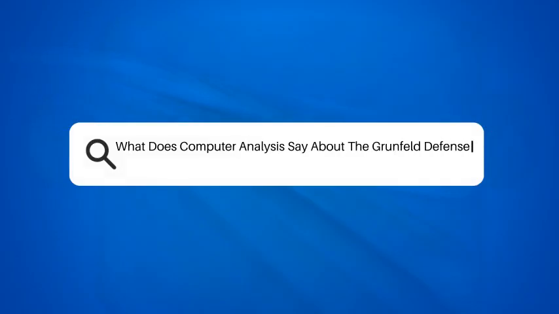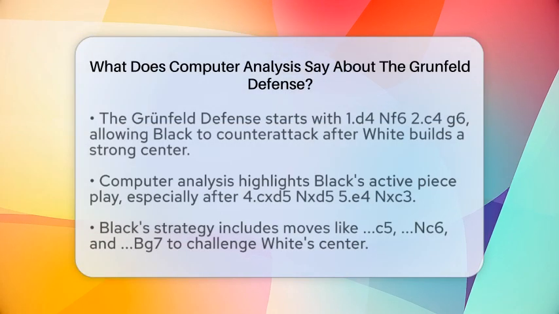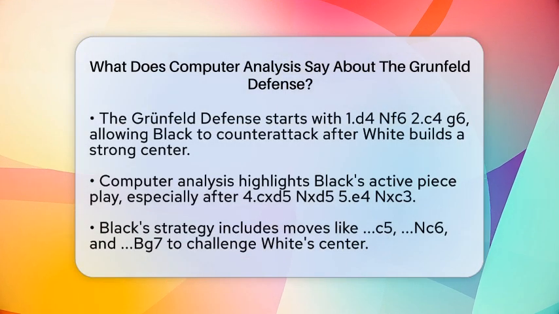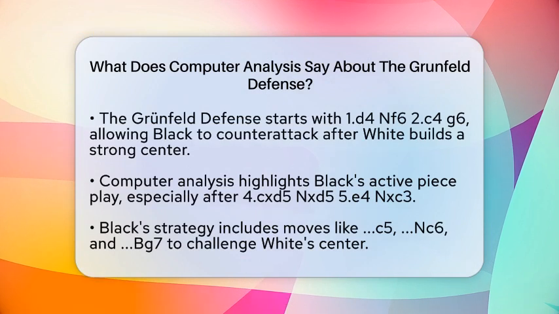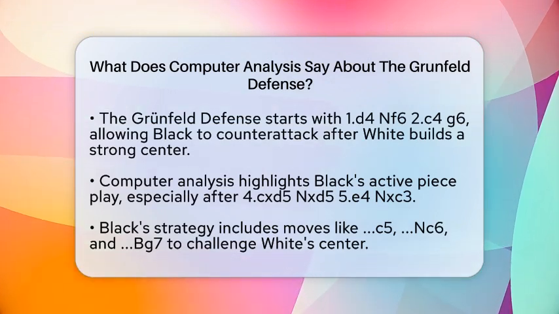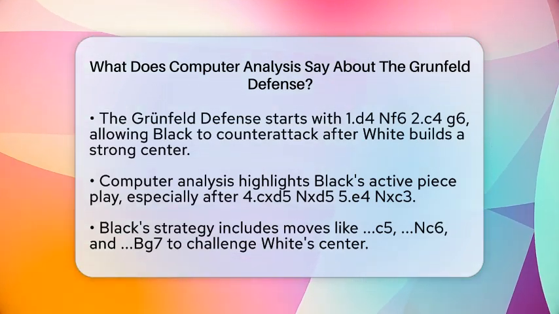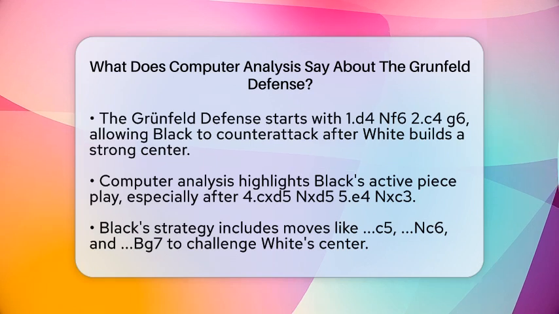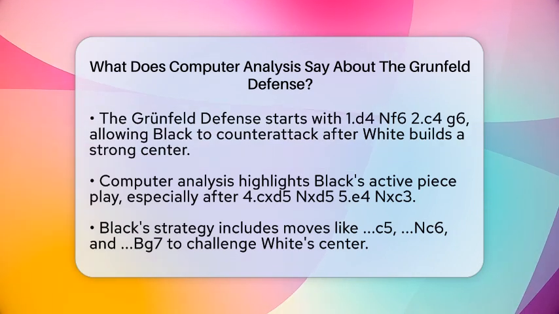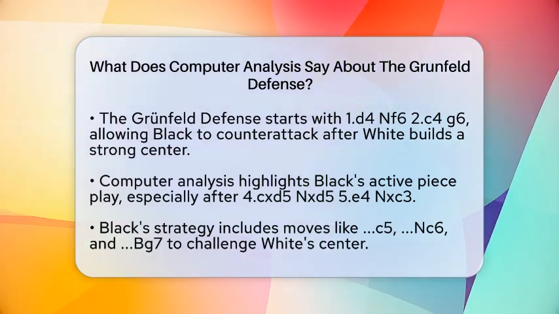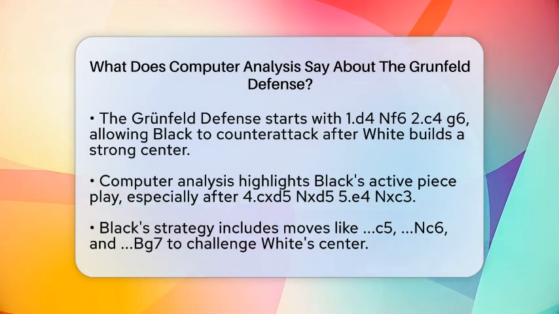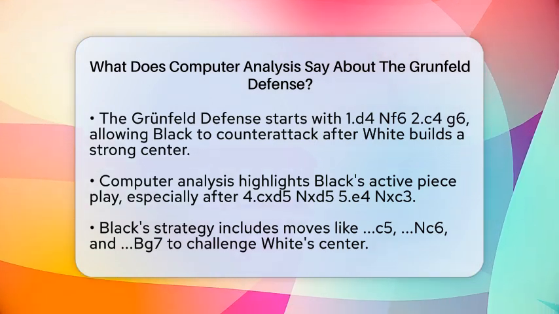What does computer analysis say about the Grünfeld defense? Have you ever wondered how computers view the Grünfeld defense in chess? This opening, starting with 1. d4 Nf6 2. c4 g6, is a popular choice among players. It allows black to let white build a strong center before launching a counterattack.